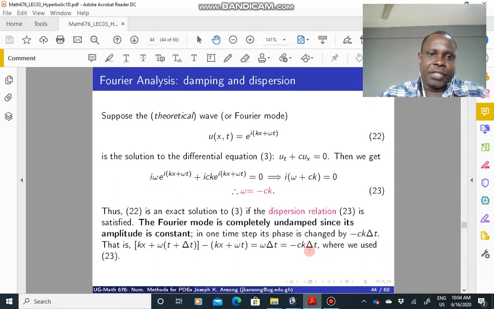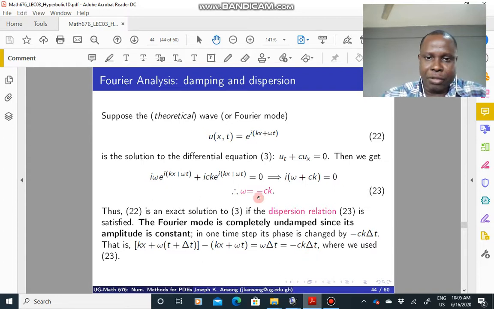We want to see what happens with the numerical mode. In the case of the numerical mode, as we'll see in the subsequent slides, the amplitude is not going to be fixed, neither will the argument. The phase will not be this. There will be this plus some other stuff that tells you why there is dispersion. So that is what we're going to analyze in the next few slides.